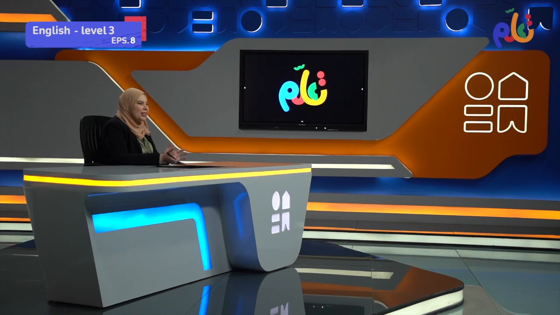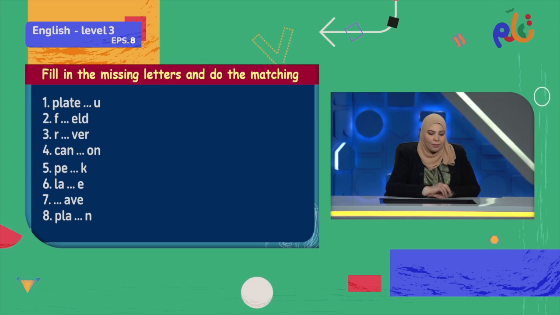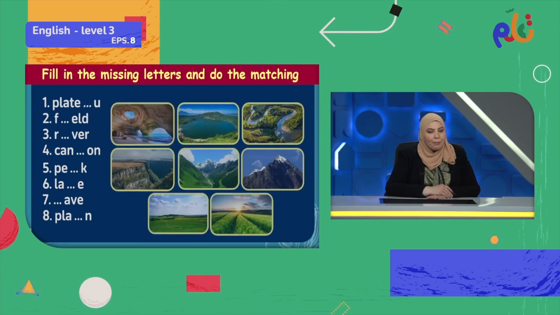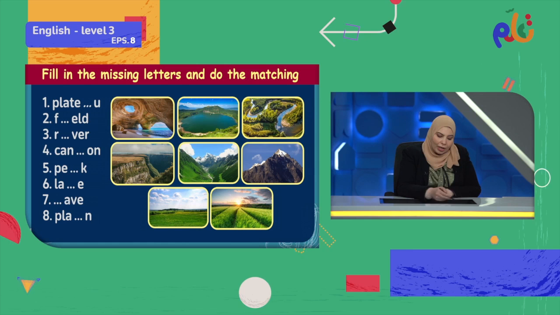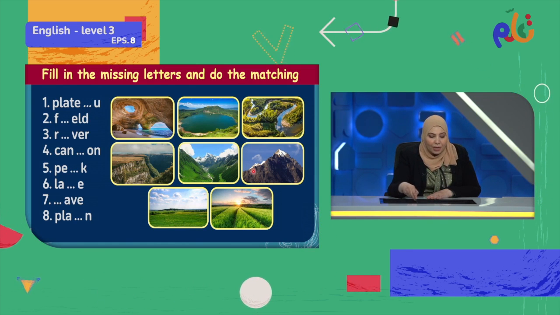Okay, so how many words do you remember? And how many words do you remember the meaning for? Let's now go to our next activity, which focuses much on spelling. So let's look at some words that we have studied and let's try to remember what is the missing letter. So we have these words and we also have some pictures.